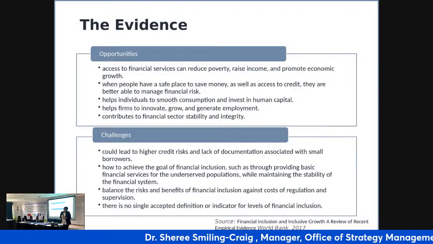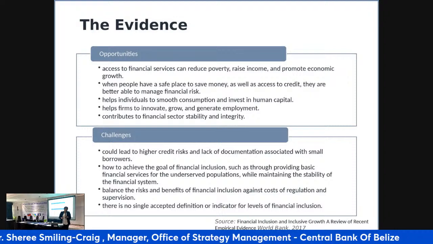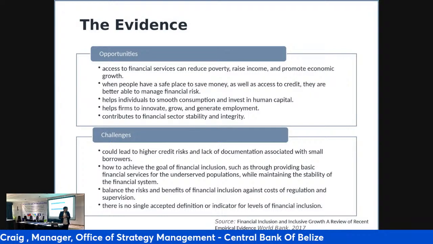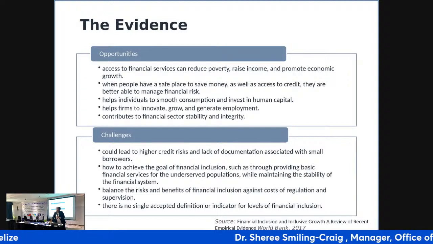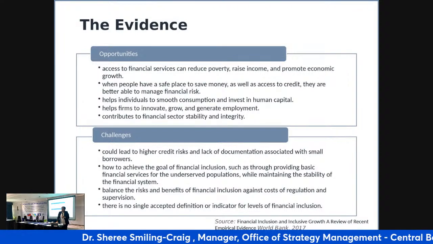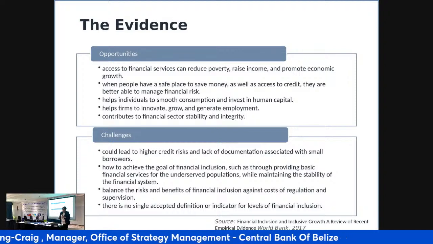So there is no single accepted definition of what financial inclusion is. I am sure every presenter may have used a different language, unless they used the language that the central bank has in this document. If you didn't use that language, then I'm sure everybody came up with their own. But we will show you our national definition for financial inclusion.